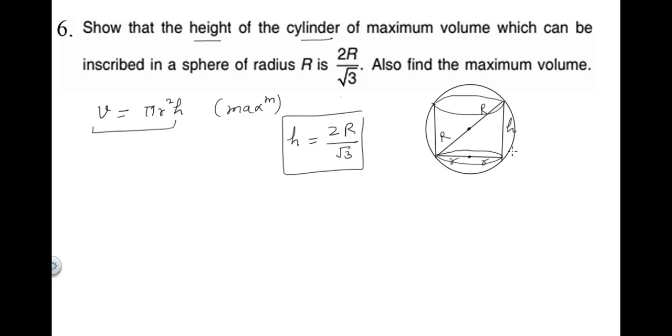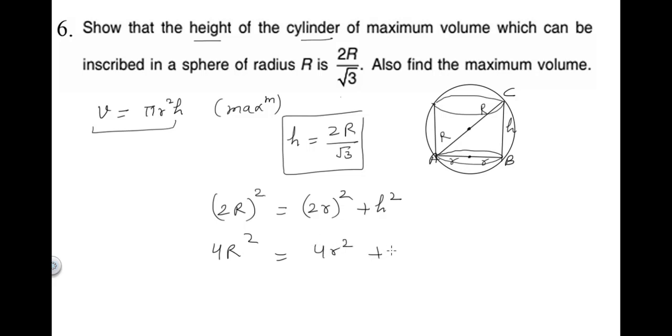So what we will do is, this is the volume. From this, can I use Pythagoras theorem in it? Yes, definitely. So we can write (2R) whole square is equal to (2r) whole square plus h square. We have used Pythagoras theorem in the triangle, suppose we name it ABC. Clear? Solve it. We get 4R square is equal to 4r square plus h square.